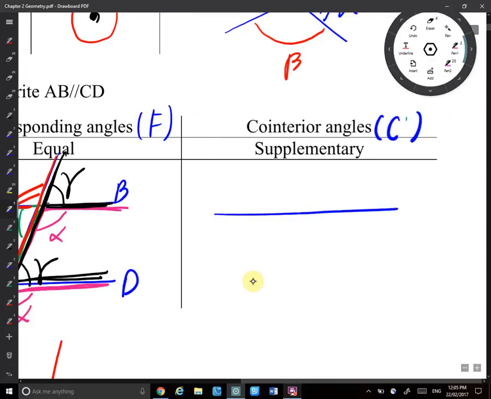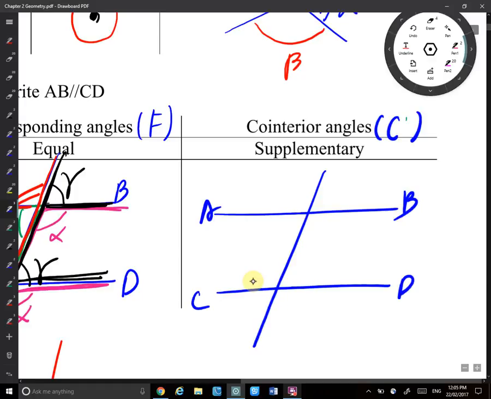Okay, let's say we still have those two lines, AB parallel to CD, and we're looking for a C shape. So what can be a C shape? That can be a C shape. Okay, that's a really squared C, but it's still a C shape. So those two angles, alpha and beta, alpha plus beta must give you 180 degrees.